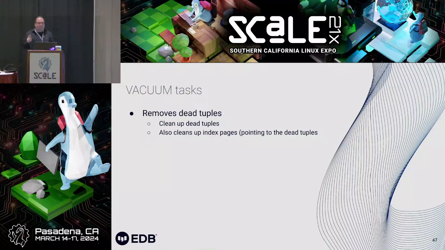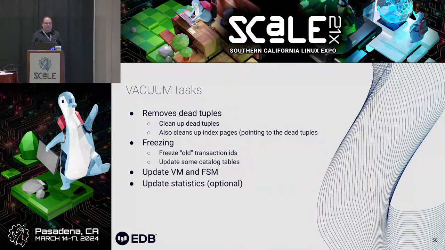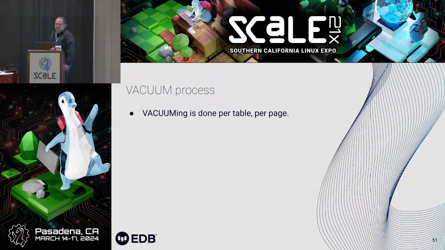Again, it cleans up the dead tuples, and it also cleans up index pages which point to the dead tuples. So we don't just clean up the table. If there are indexes against the table, we also clean them up, okay? And it updates the visibility map and free space map as well. And if we pass analyze to vacuum, this is not the analyze in explain analyze. If you are familiar with explain analyze in Postgres, it is something else. But if you pass analyze to vacuum, or you run a regular analyze anyway, it updates the statistics of the table.